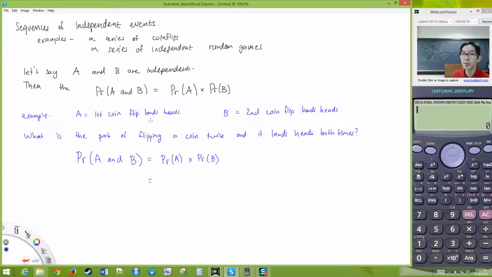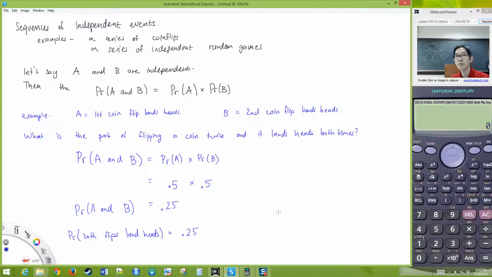What is the probability that the first coin flip lands heads? 0.5, right? So the probability of A is 0.5. What's the probability that the second coin flip lands heads? Also 0.5. So the probability of A and B is 0.5 times 0.5, and we get 0.25. Or we can say the probability that both flips land heads is equal to 0.25. And this applies if you have four coin flips: the probability of A and B and C and D is the probability of A times the probability of B times the probability of C times the probability of D. You just keep it going on.